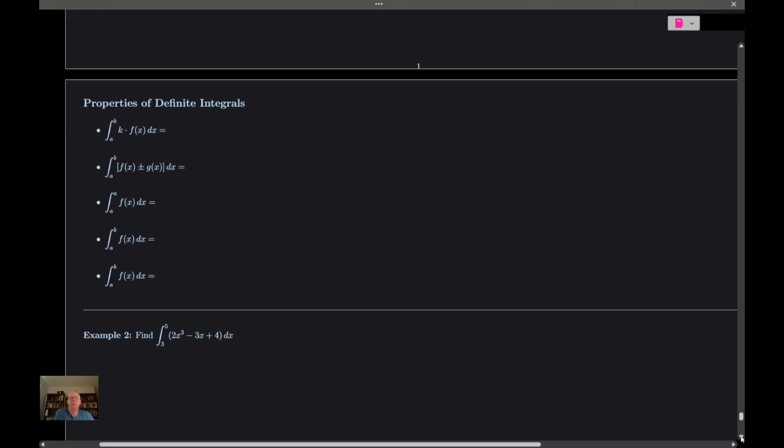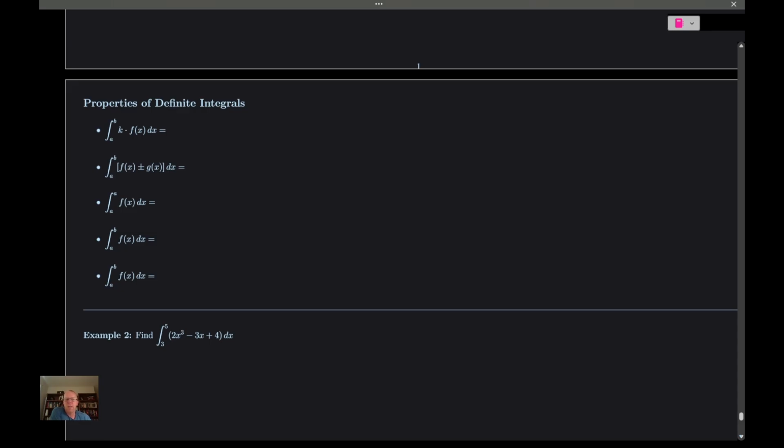So let's look at some properties of definite integrals. And I think we saw a couple of these with just the general antiderivatives. Same thing applies. So we have some constant k times a function. We can pull the k out in front of the integral and just have k times the integral of f of x from a to b. If we have the sum or difference, we can separate the integrals. So we can write this as the integral of f of x plus or minus the integral of g of x. I don't think those are new. We've seen those before, and they make a lot of sense.